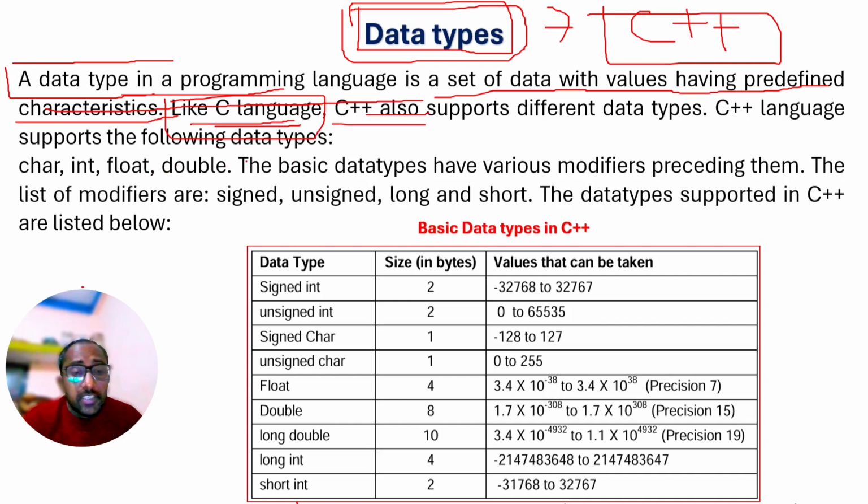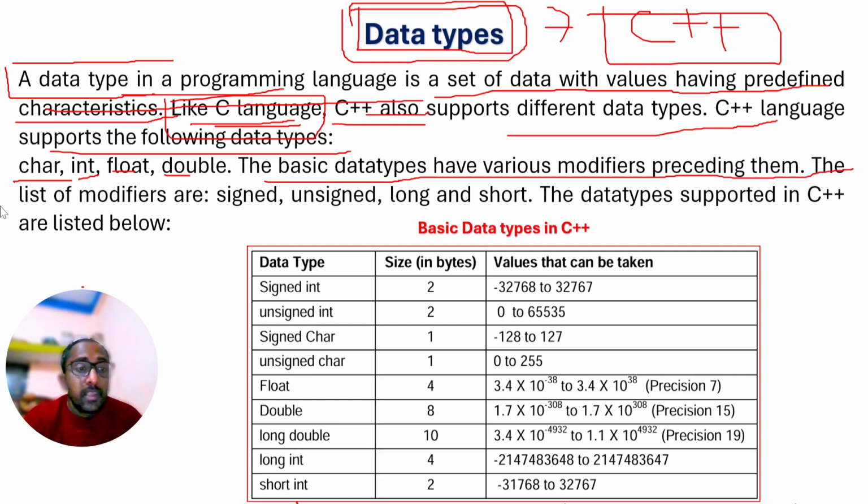Similarly, C++ also supports different data types, such as char, int, float, double. These are the basic data types, with various modifiers preceding them. The list of modifiers is signed, unsigned, long, short. I have written here some examples of the data types supported by C++.